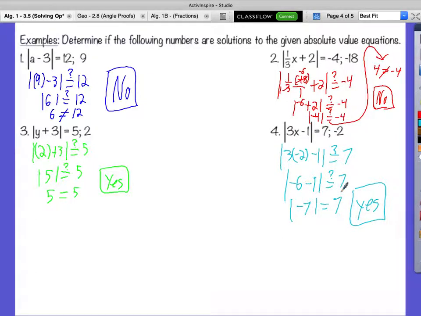I like letting the M&M's melt in my mouth. Because it's -6 minus 1, so 2 negatives, it hurts. No more negative. Okay, questions on that?